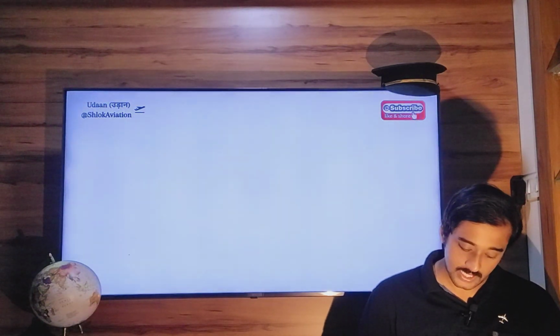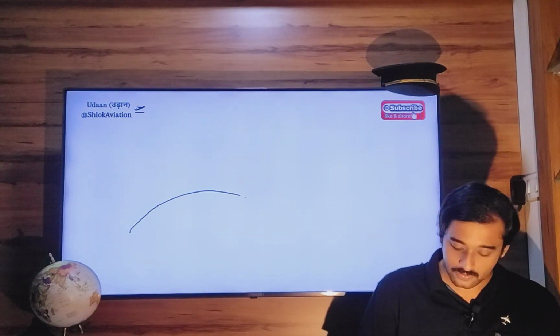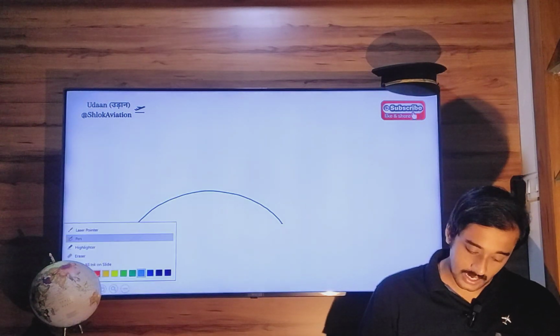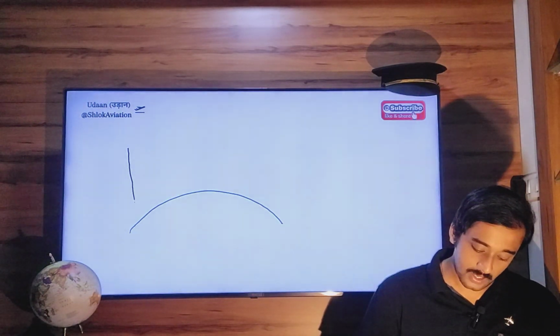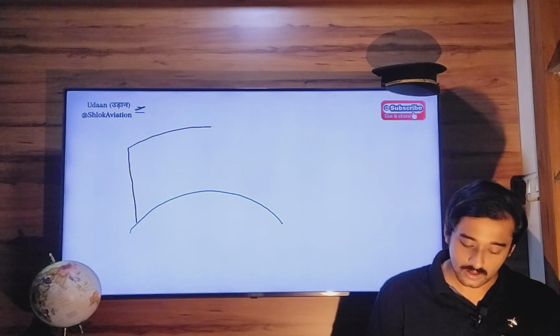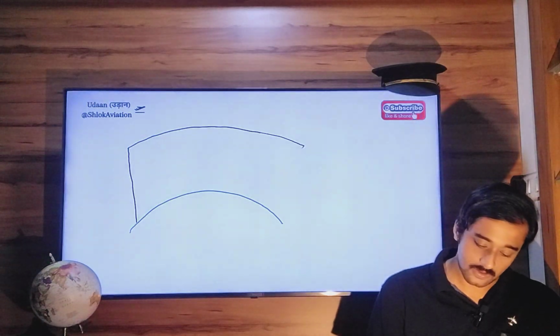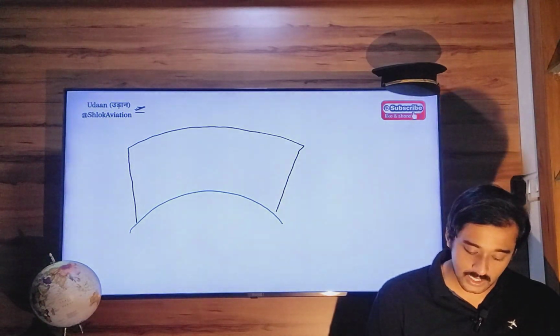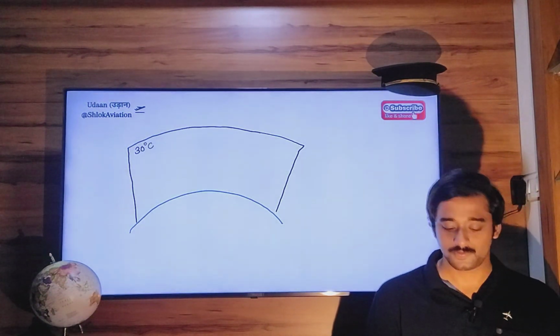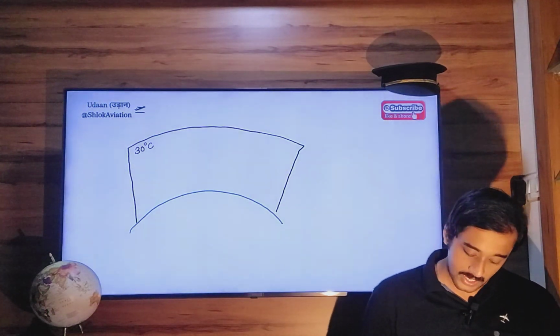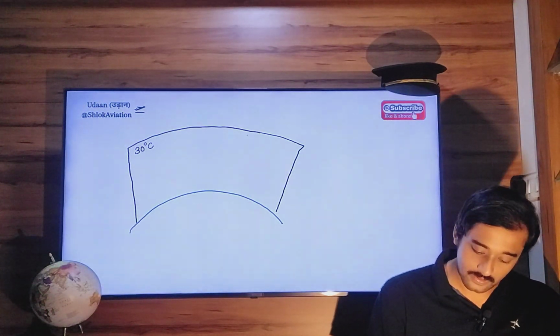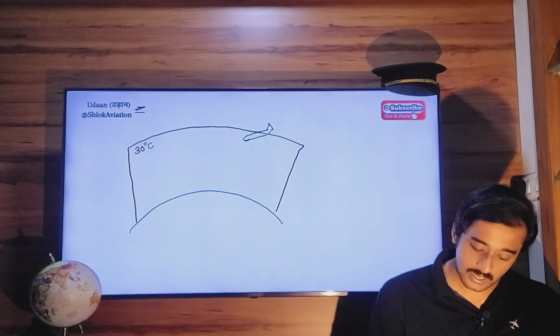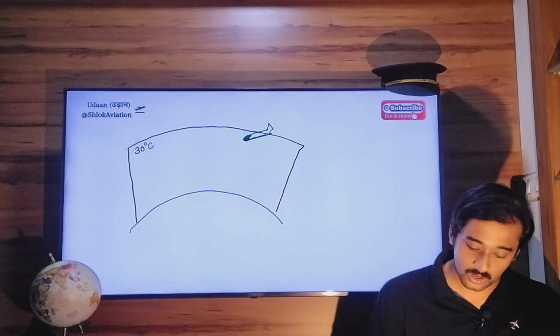So let's say this is your Earth, and this is the isothermal layer above your Earth's surface, where the temperature is 30 degrees Celsius. Okay. Now your aircraft is descending. Aircraft is descending at a constant Mach number.